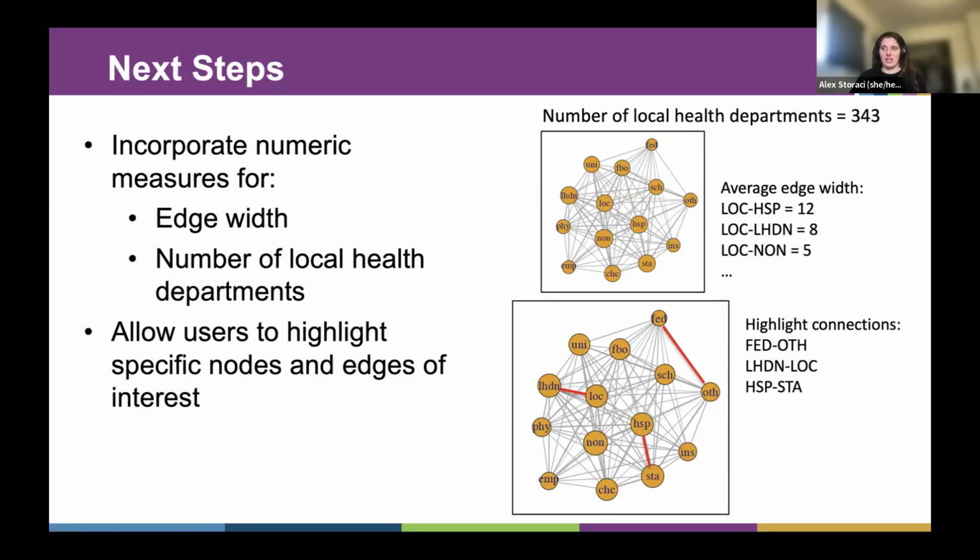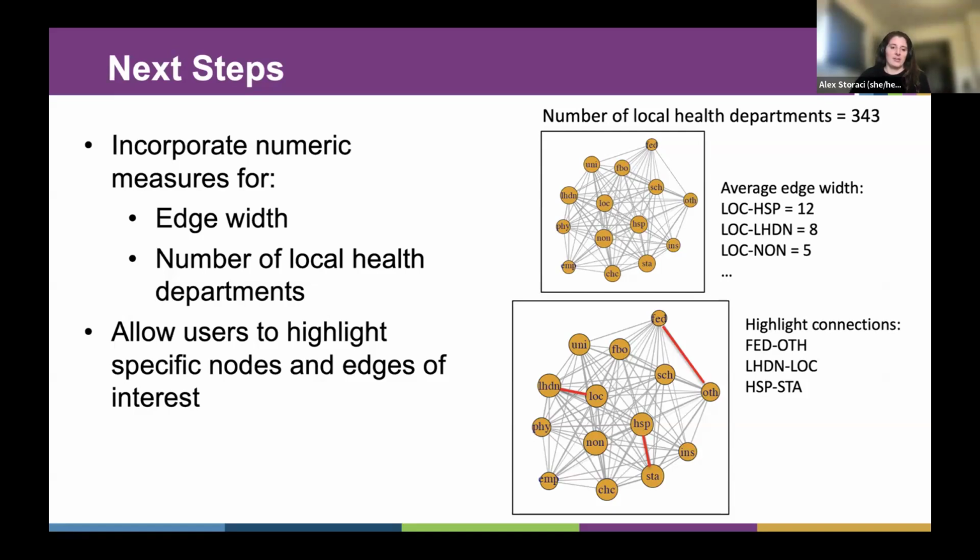And then average edge width could show on average how many activities do these two types of organizations jointly participate in. So it'd be good to know, local agencies and local health departments on average participate in 8 shared activities, or local agencies and hospitals participate jointly in 12. Just numeric measures for what's shown in the graphs, which might not always be obvious.